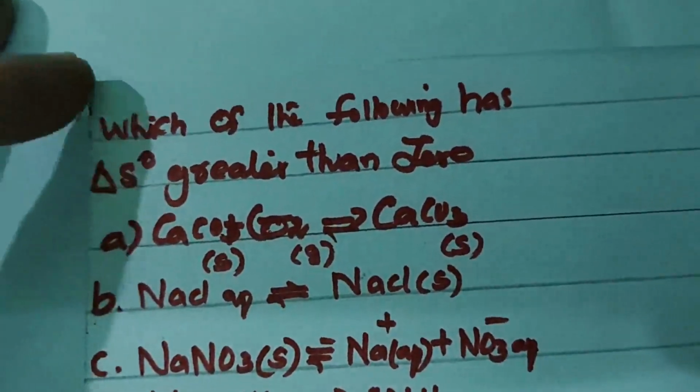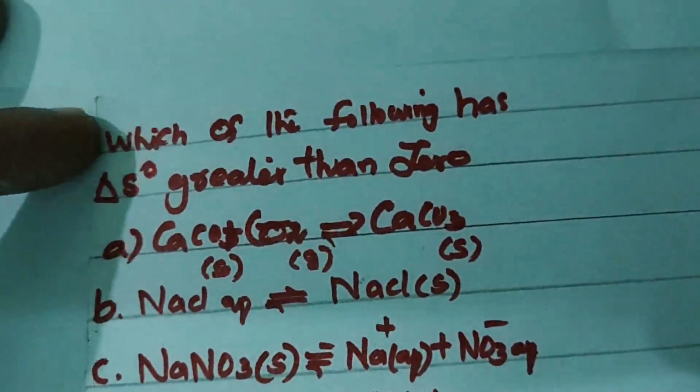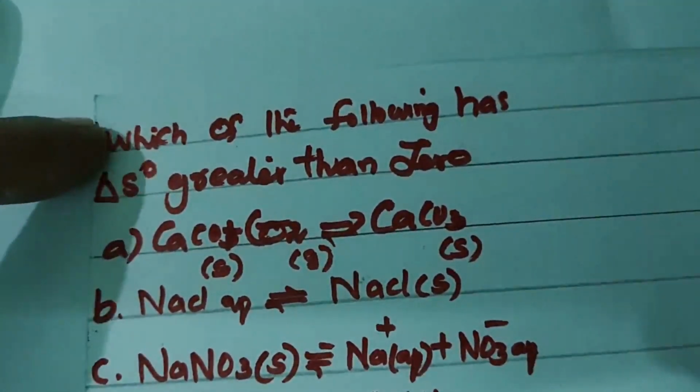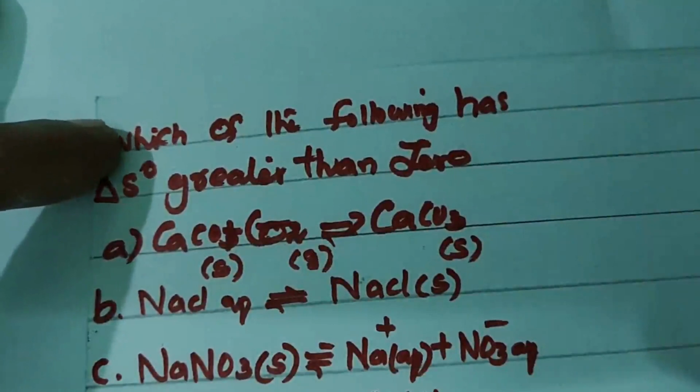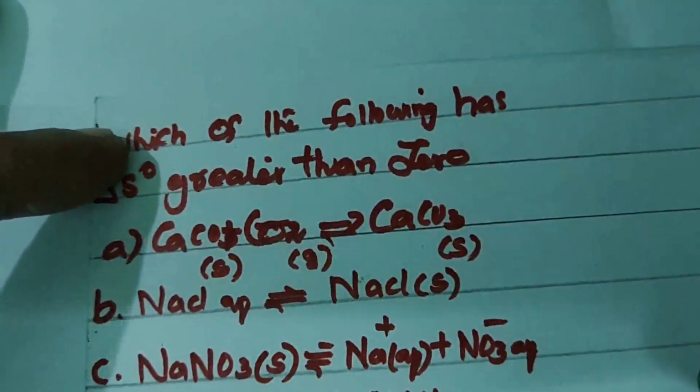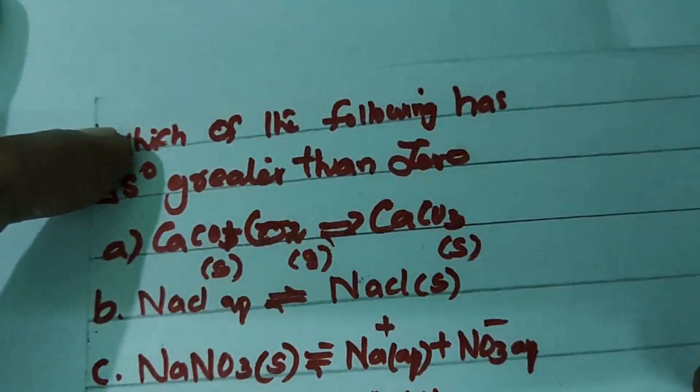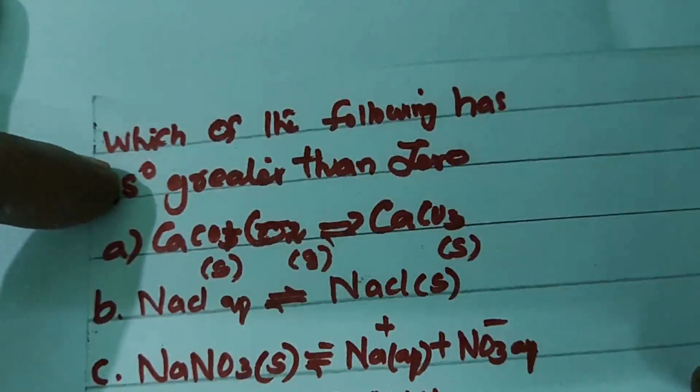Which of the following has delta S greater than 0? Delta S zero is the standard entropy change, that is the entropy change at standard condition, 1 atmospheric pressure and 298 Kelvin. First option: we know entropy means disorder, that is randomness. Calcium carbonate solid plus carbon dioxide gives calcium carbonate solid. Physically, solid converts into liquid, liquid converts into gas, solid converts into gas; in those physical processes entropy increases. Solid to liquid, not liquid to solid.